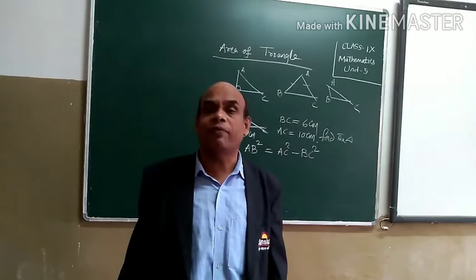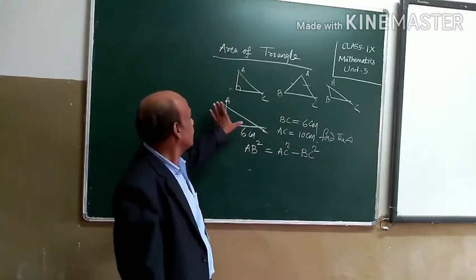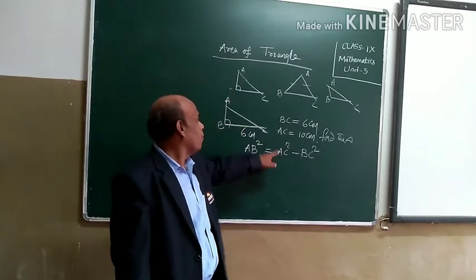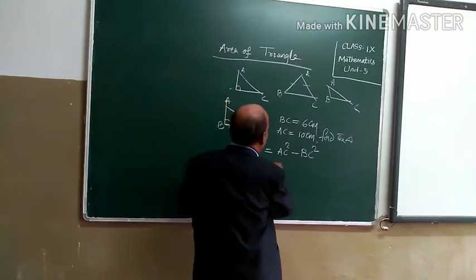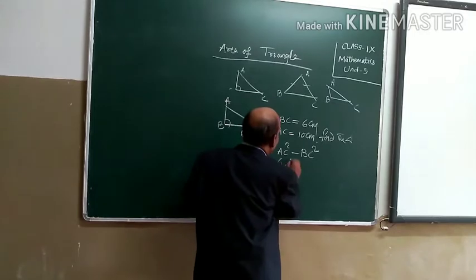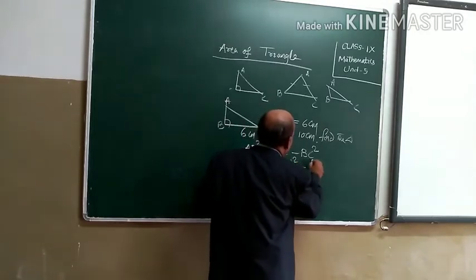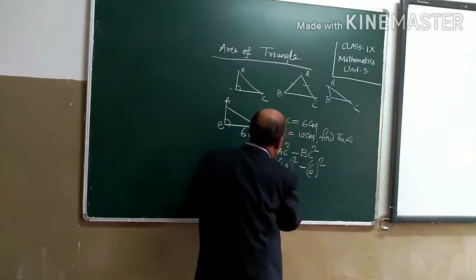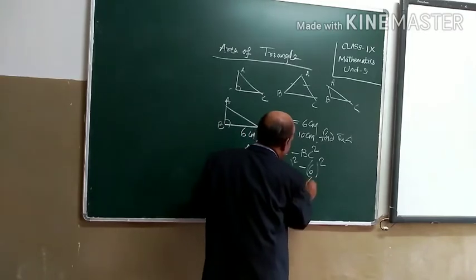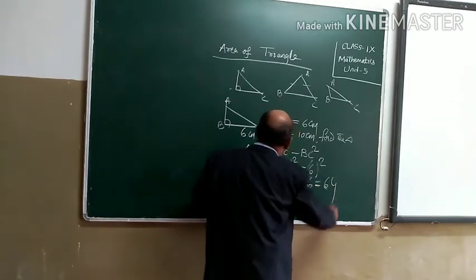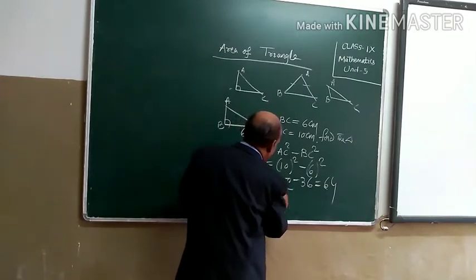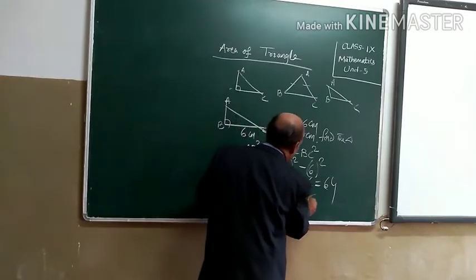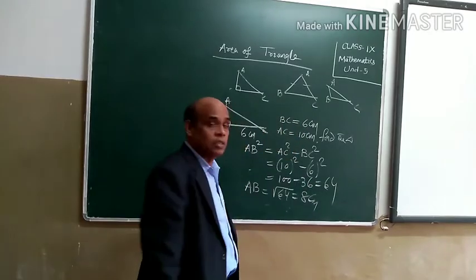Since AB is required for us, it will be hypotenuse square minus square of base. So now we put the value: square of 10 minus square of 6. So we got 100 minus 36, that is equal to 64. So AB is equal to root of 64, that is equal to 8 centimeter we got.